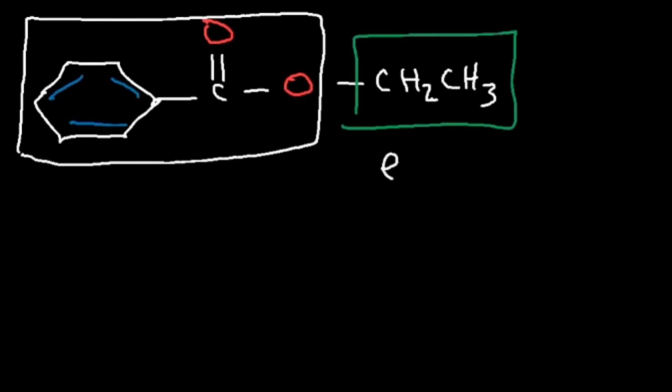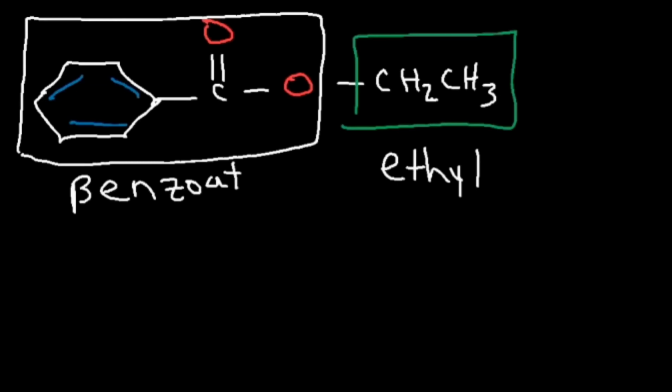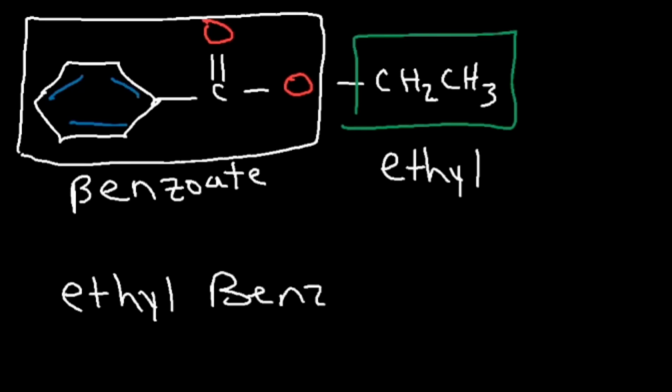So this part is the ethyl, and on the left we have a benzene ring plus an extra carbon, so that's the benzoate part. That's the parent name, which we need to write last. So it's going to be called ethyl benzoate. The OATE part should always be written at the end, so make sure you do that. Now it's your turn. Go ahead and work on this example.